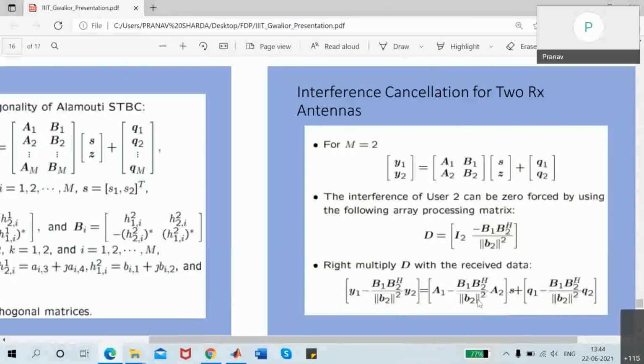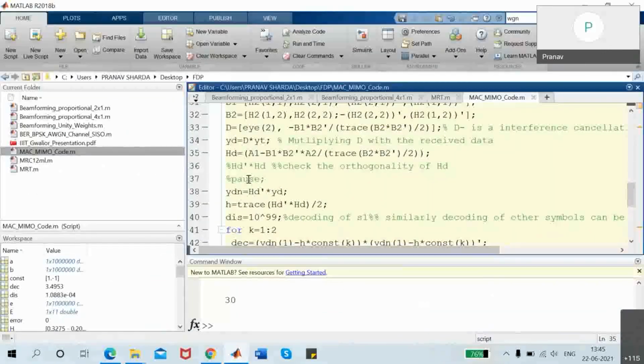A1 minus B1 B2 Hermitian by norm of B2 square into this matrix. It is what you will get when you multiply the received data y with this interference cancellation matrix D. So on the right hand side, you will get this matrix A1 minus B1 B2 Hermitian into A2 by norm of B2 square. So we write it in MATLAB as shown here.